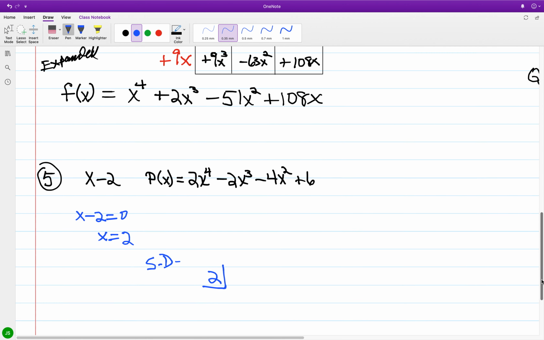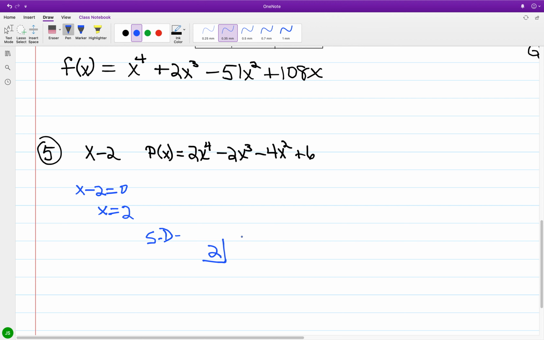From the dividend, I have 2 for 2x to the 4th, negative 2 for minus 2x cubed, and negative 4 for minus 4x squared. Now notice we do not have a first order x term, so I'm going to fill in 0. And then we have 6.